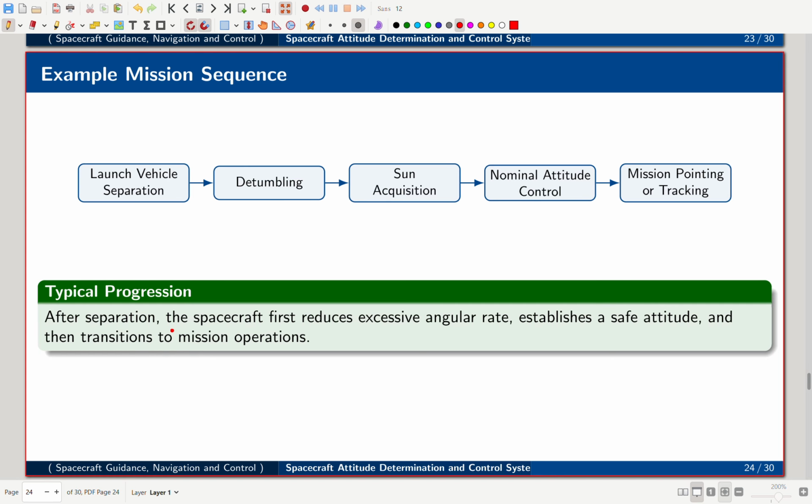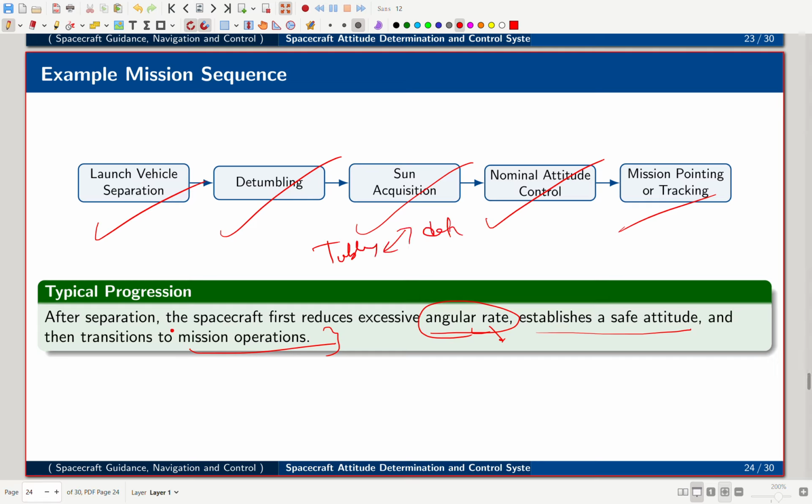So examples, mission sequence: launch vehicle separation, then we start detumbling, then we go for the sun acquisition, then we go for nominal attitude control, then mission pointing or tracking. So typical progression after separation, the spacecraft first reduces excessive angular rate. This is very important, and establishes a safe attitude, and then transitions to the mission operations. Otherwise, we will not be able to proceed because tumbling has started, right? So we have to detumble first.